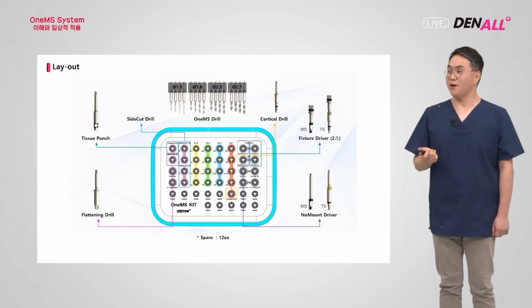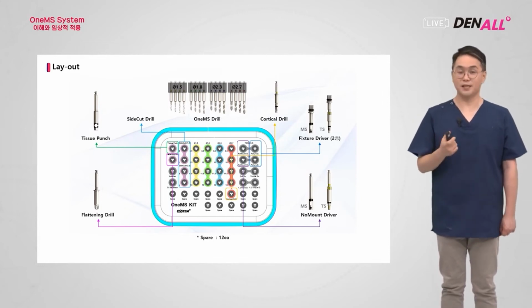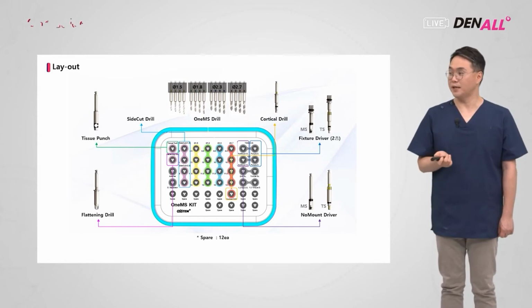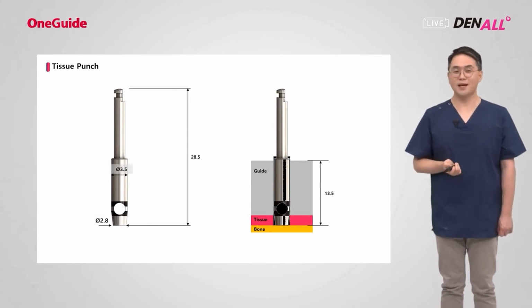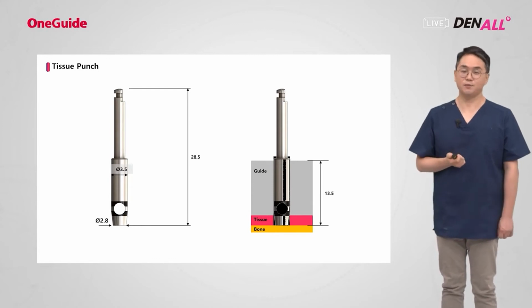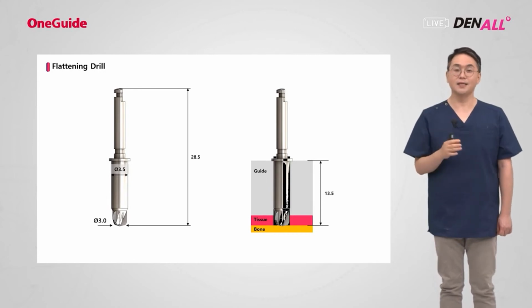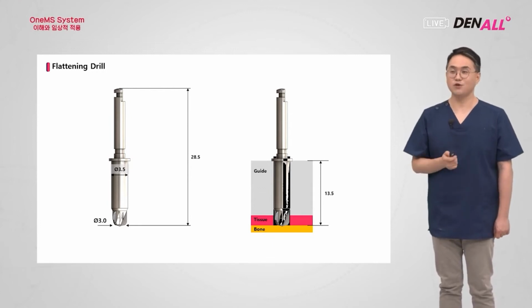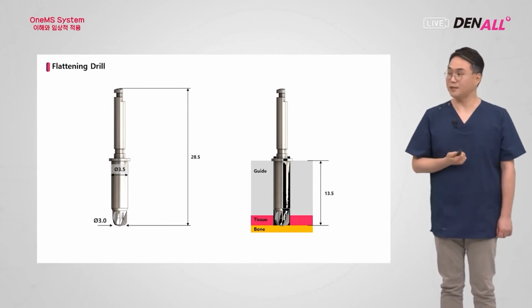So this is how the kit looks, and everything is very narrow in diameter. The flattening drill and the others are the same as in the OneGuide kit, and implant drivers and drills are included. Now, in the case of the tissue punch, on the lower anterior side the gingiva is thin, so you don't often use it. But if you need it, you can use this tissue punch. And for sharp remaining bone or irregular cortical bone, the flattening drill can be used to flatten it. I explained this in the OneGuide kit.